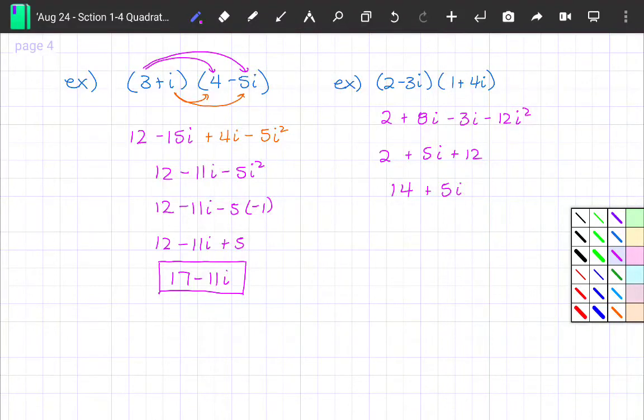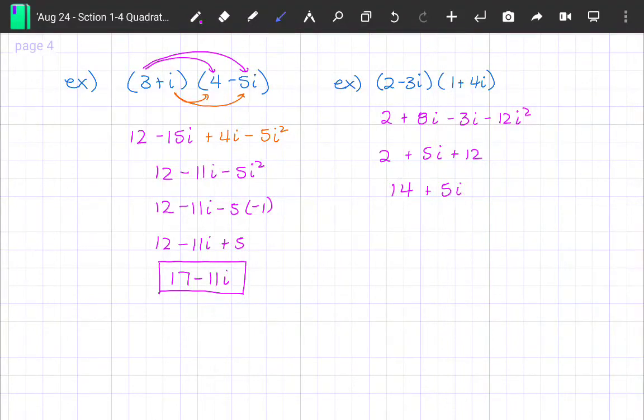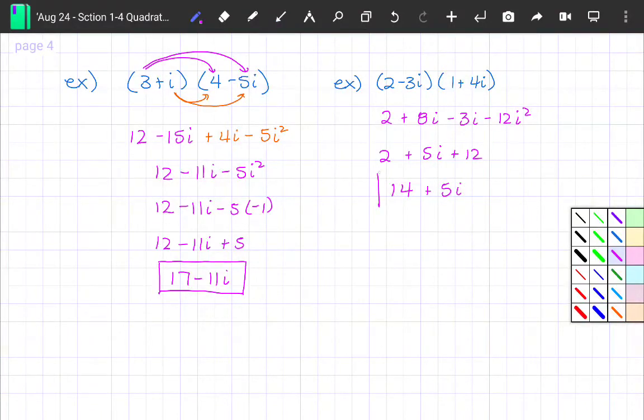Alright, so this is what you should have gotten. Let's take a look. Distribute the 2 across both of these, and you get 2 plus 8i. Distribute the negative 3i times both of these terms, and you get that. I combine the 8i and negative 3i, and I also did I squared is negative 1, negative 12 times negative 1 is positive 12, and then combined my like terms, and that's my final answer. So multiplying isn't so bad either. Just remember that I squared is negative 1.